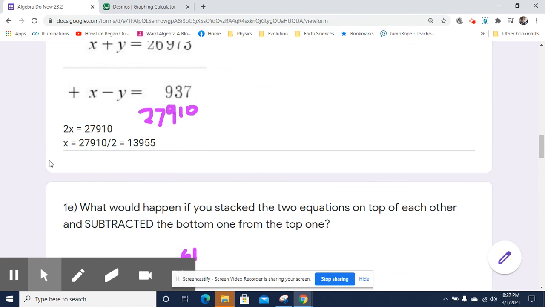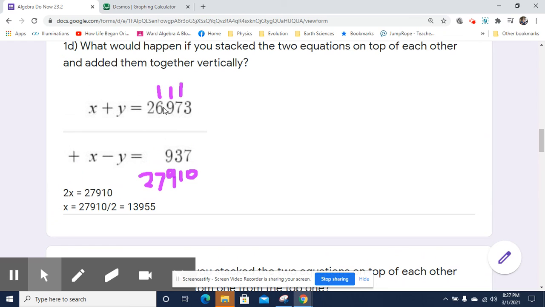And in 1D, I was able to add the equations, and because these two had opposite coefficients, positive 1 and negative 1, they went bye-bye. They were eliminated as I added the two equations together. And I had just one variable then, and I could solve for what that variable is.